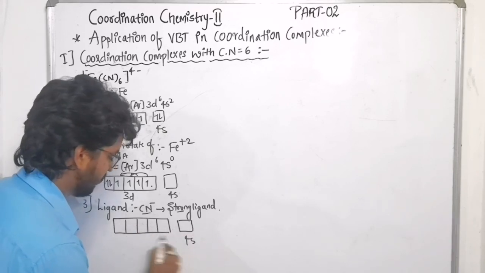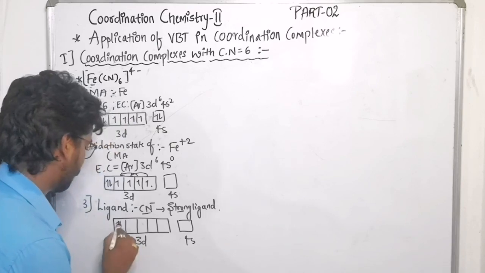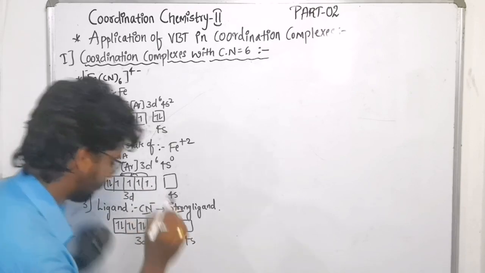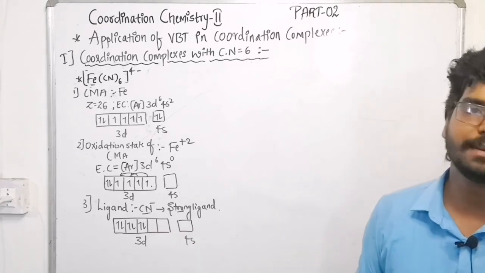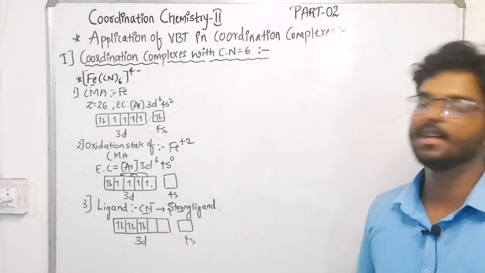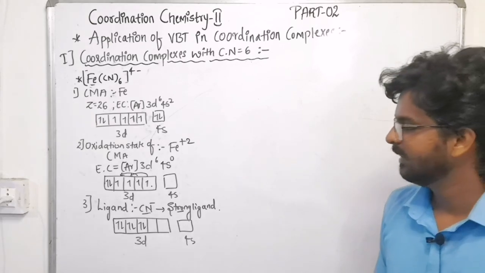This is the 4s, this is the 3d. Now the pairing of electrons has been taking place. So that pairing of electrons results in 2 vacant orbitals of d here. 3d is having 2 vacant orbitals. So very simple thing here.